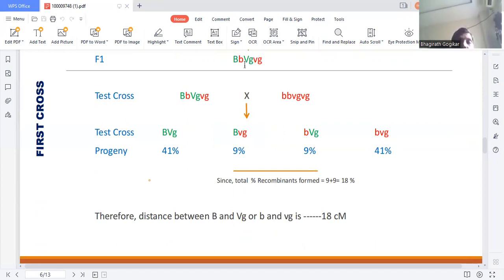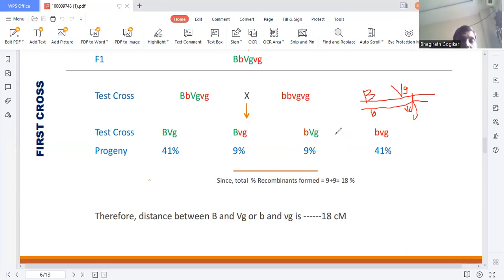So what is the distance between the capital B and the capital VG? So how can you calculate? Simply we can write this chromosome. This is capital B, this is capital VG. Okay, the homologous chromosome is there, and here small b and small vg. So the distance between the two genes is nothing but the recombinant types.